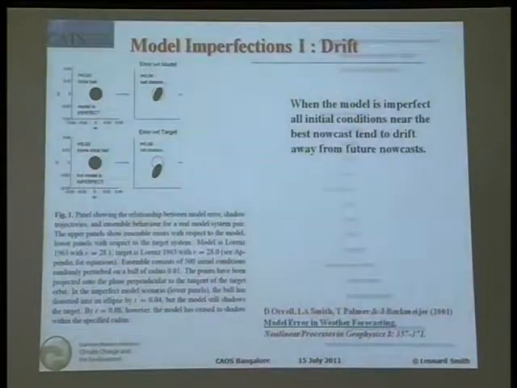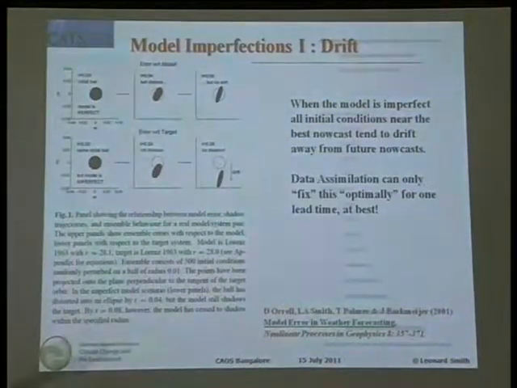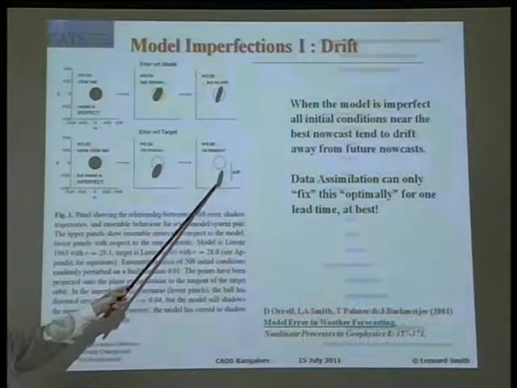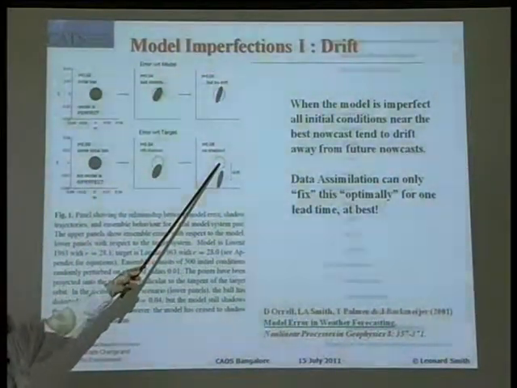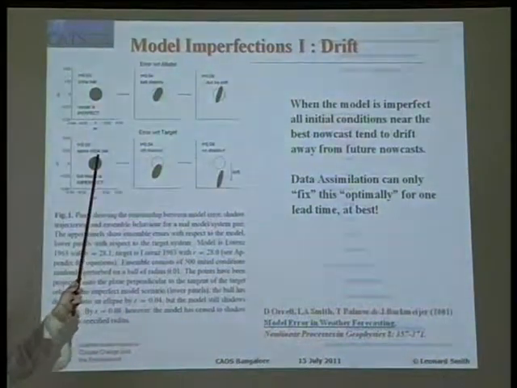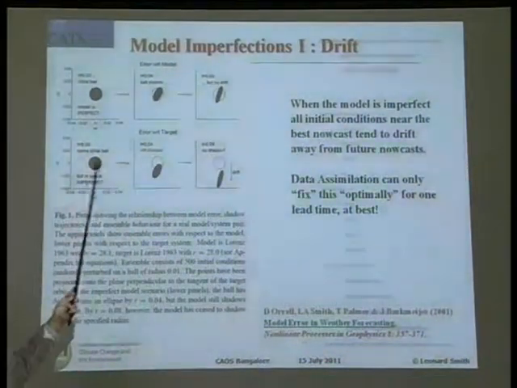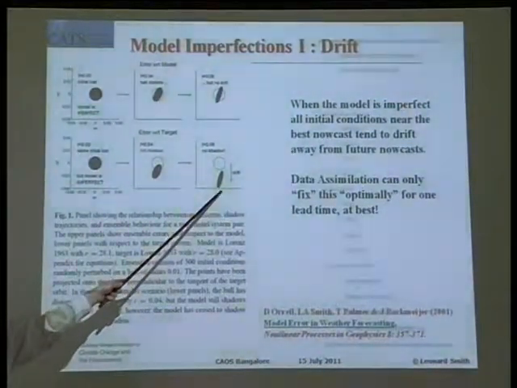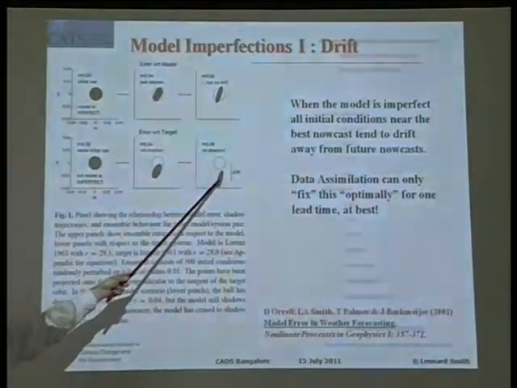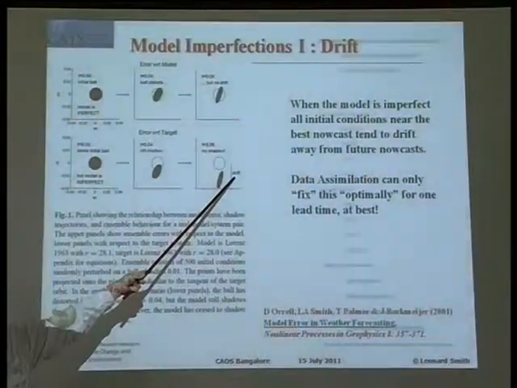And we'll call this motion, say the center of mass of this entire sphere, we'll call this motion away from the actual target. So this is the target moving forward in time, right? You can think of this as an entire ensemble drifting away in time. There's no way data assimilation can help you fight this drift if it's large.